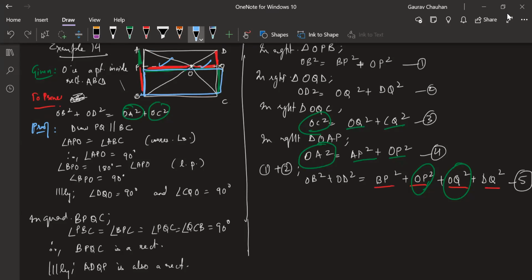So here BP should be equal to QC. In place of BP I should be able to write CQ. That's where it's happening from. So let's write this first.